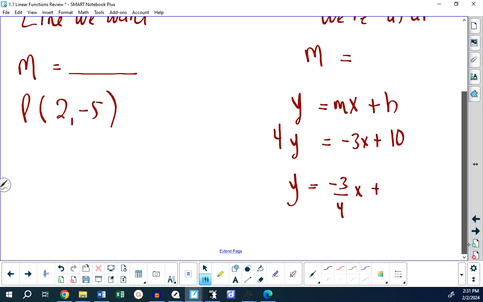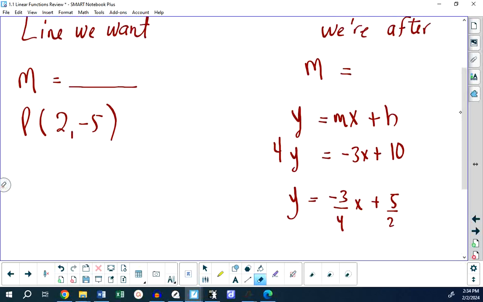But if you want to, I guess this is 5/2, 10 divided by 4. So the slope of this line that we don't want to know the equation of because we already know the equation of it is -3/4. The negative reciprocal of that is 4/3. And now we're off and running.